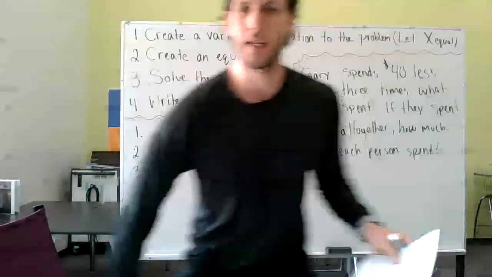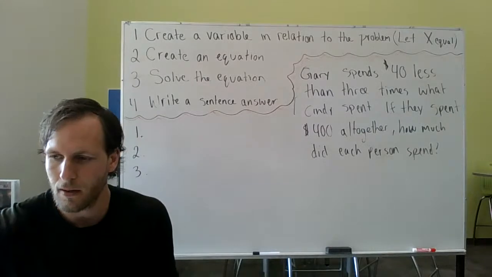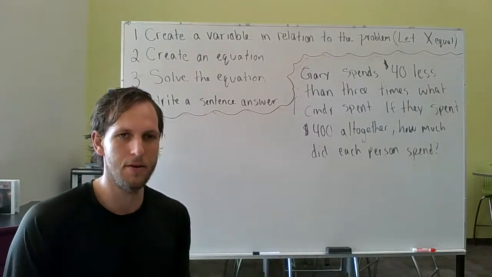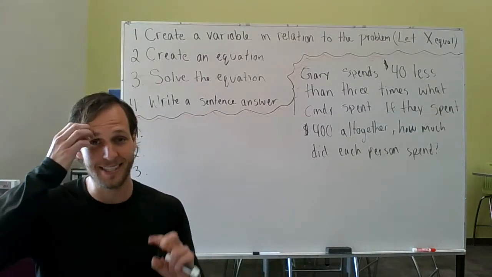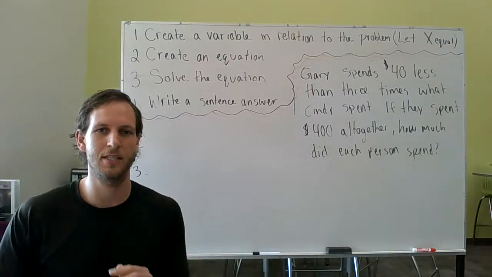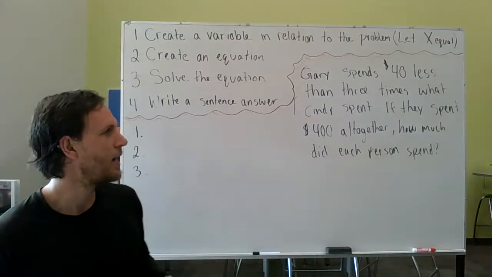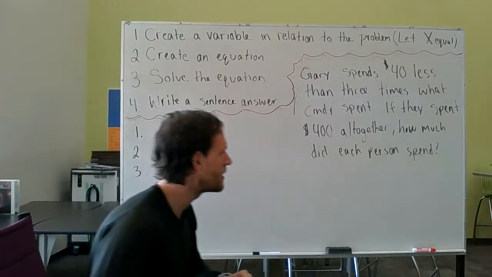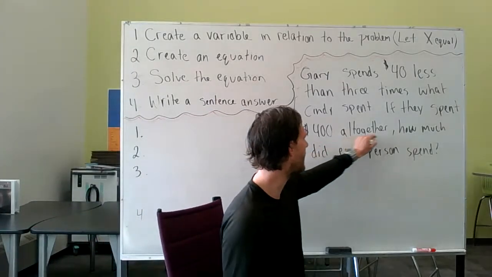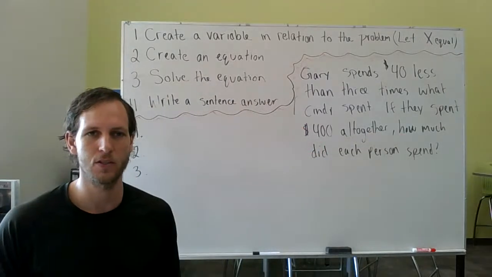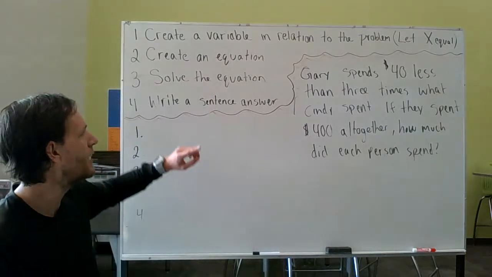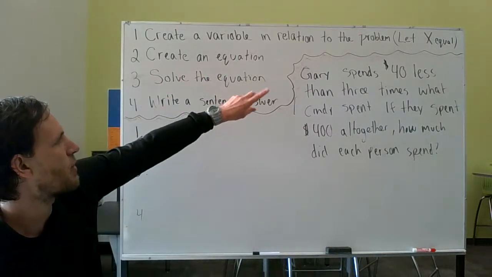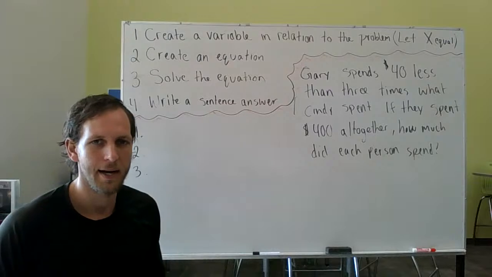Okay, so this is a little bit of a tweak, and I'm just going to walk you through this one. And there's one more step that we skipped in the first 2 questions, because it was kind of simple. This one is important to see this word all together, and I'll explain why that's important. So if we go back to step 1 here, it says create a variable in relation to the problem. Let x equal.